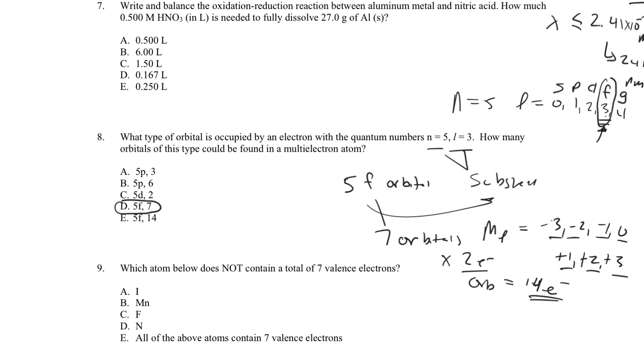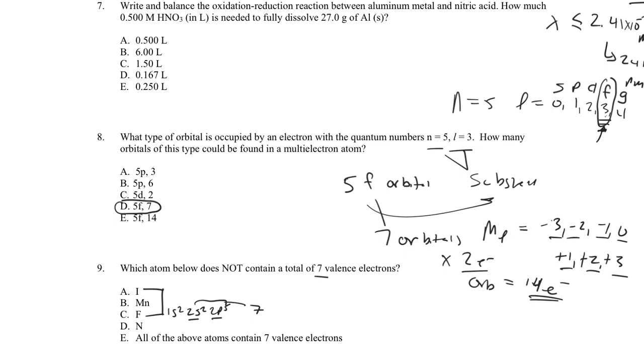Which atom below does not contain 7 valence electrons? Well, let's look at fluorine first. Fluorine is 1s2, 2s2, 2p5. So clearly 7 valence electrons in the outermost shell. The outermost n value is 2, so we count both the 2s and the 2p. Everything in a group together on the periodic table should share the same count, so iodine should also have 7 for the same reason.